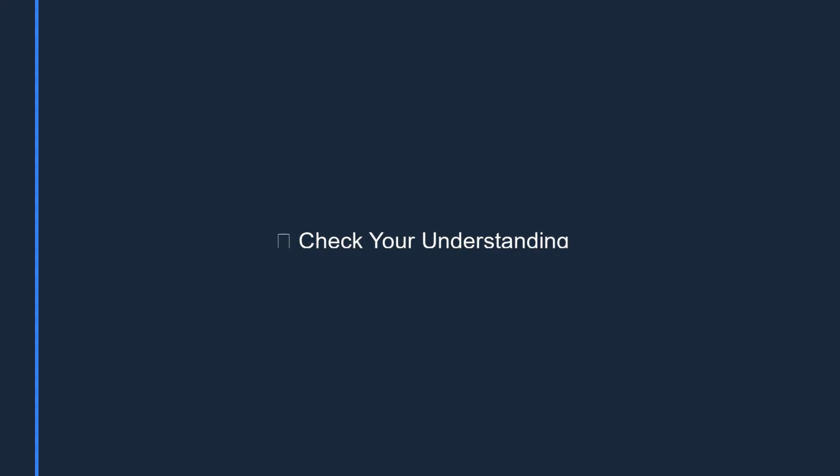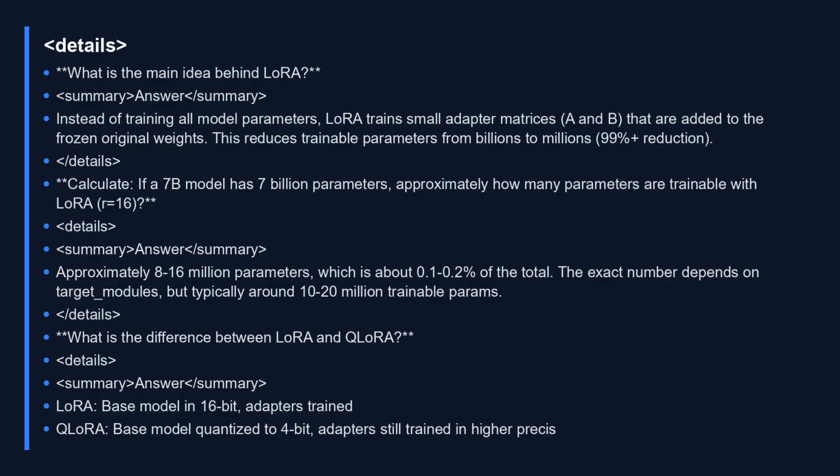Check your understanding. Here are 5 questions worth working through before moving on. First, what is the core idea behind LoRA? The answer is that instead of training all model parameters, LoRA trains small adapter matrices A and B that are added to the frozen original weights, reducing trainable parameters from billions to millions, a 99+% reduction.